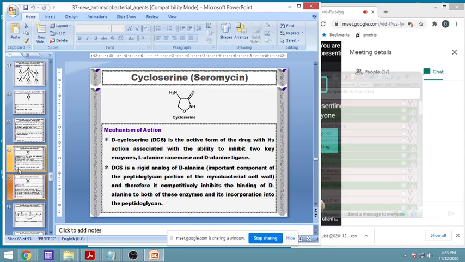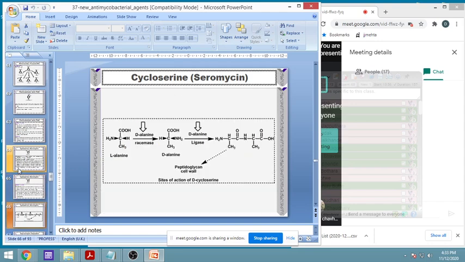It is a rigid analog of D-alanine. Rigid means it will block it and make it a stable one, which is an incorporated component of the peptidoglycan portion of the mycobacterial cell wall, and therefore it competitively inhibits the binding of D-alanine to both of these enzymes and incorporation into peptidoglycan. So thus it will affect the peptidoglycan formation.